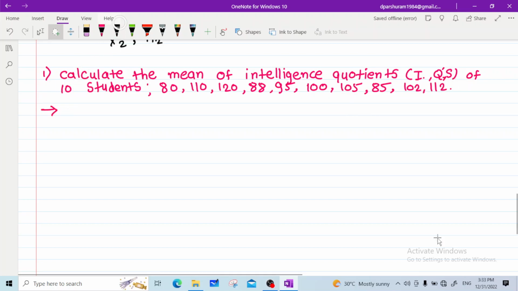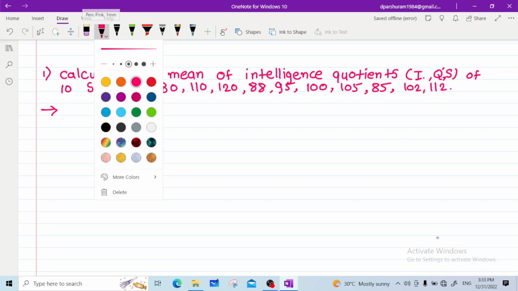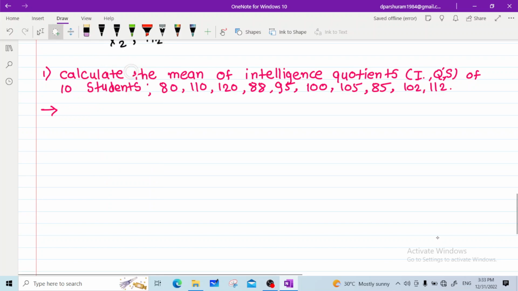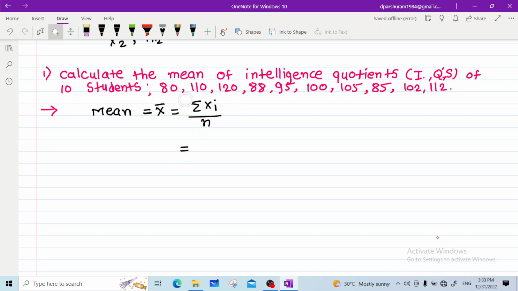Now the solution of this example. In this example, we have to calculate the mean of the intelligence quotients of 10 students. Here the IQs of 10 students are given. First, we write the formula for the mean. Mean, that is x bar, is equal to summation xi divided by n.